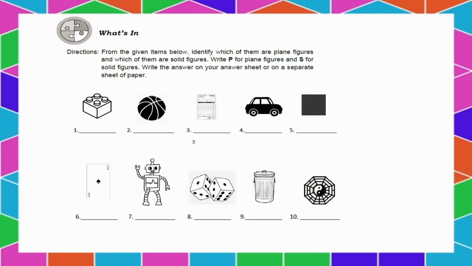Are you done? Let us now check your answers. For number 1, that is a solid figure, so letter S. Number 2, S. Number 3, P. Number 4, S. Number 5, P. Number 6, P. Number 7, S. Number 8, S. Number 9, S. And number 10, P. Count the number of your correct answers and write your score. Did you get 8, 9, or 10? Good job, because you passed this activity.